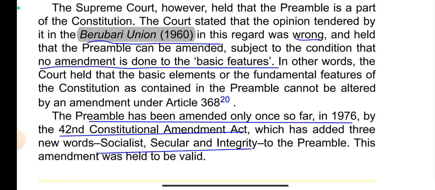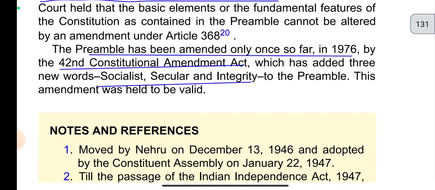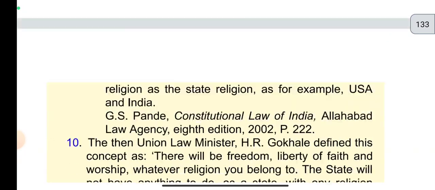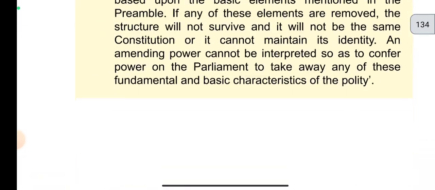The preamble has been amended only once so far, in 1976, by the 42nd Constitutional Amendment Act, which added three new words: socialist, secular and integrity to the preamble. This amendment was held to be valid. तो यहाँ पर हमारा ये वाला chapter खत्म होता है. ठीक, ओके.